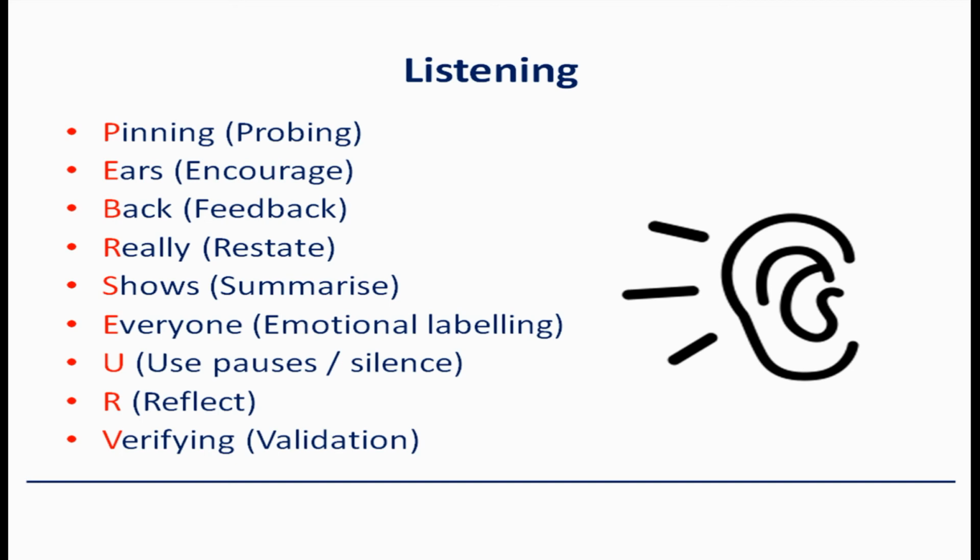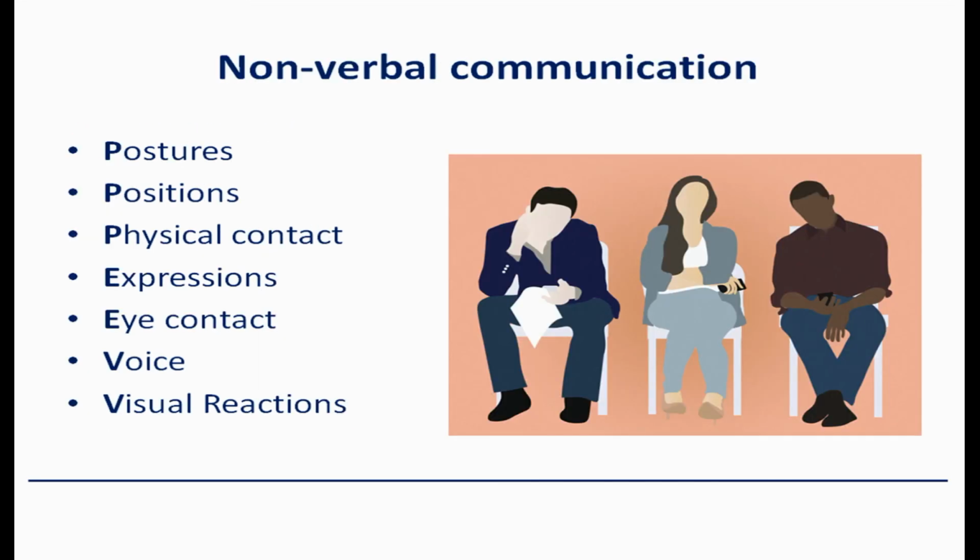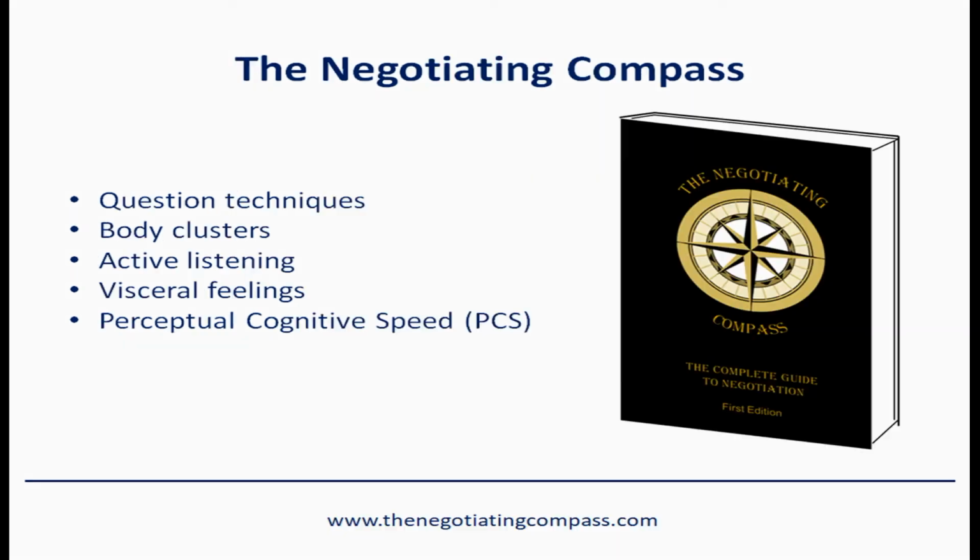The chapter continues with ways to improve your listening skills. Once again, we can use a mnemonic to remember the 9 ways mentioned in the guide. Non-verbal communication can be remembered by identifying the initial letters of the actions: 3 P's, 2 E's, and 2 V's. The negotiating compass covers question techniques, body clusters, active listening, and more in its chapters on the negotiating cycle and negotiating skills.